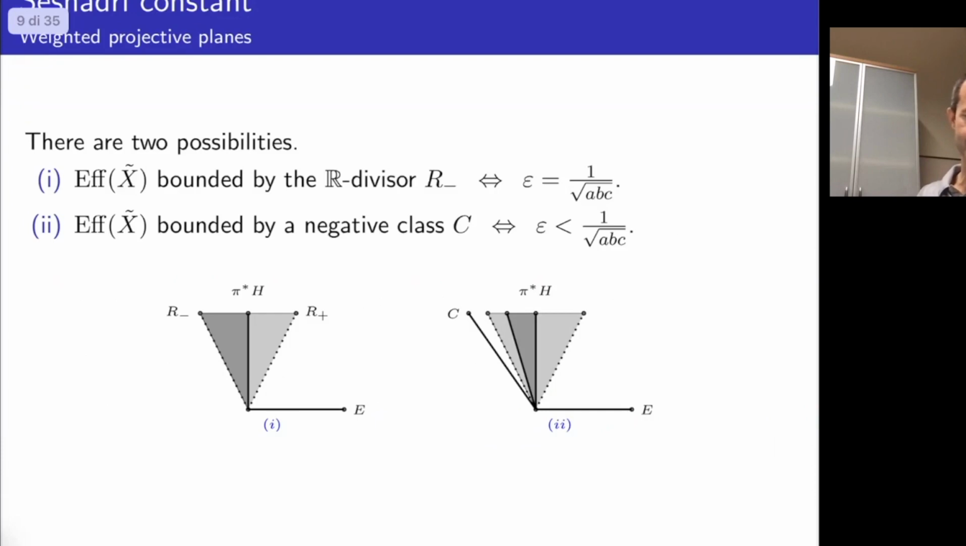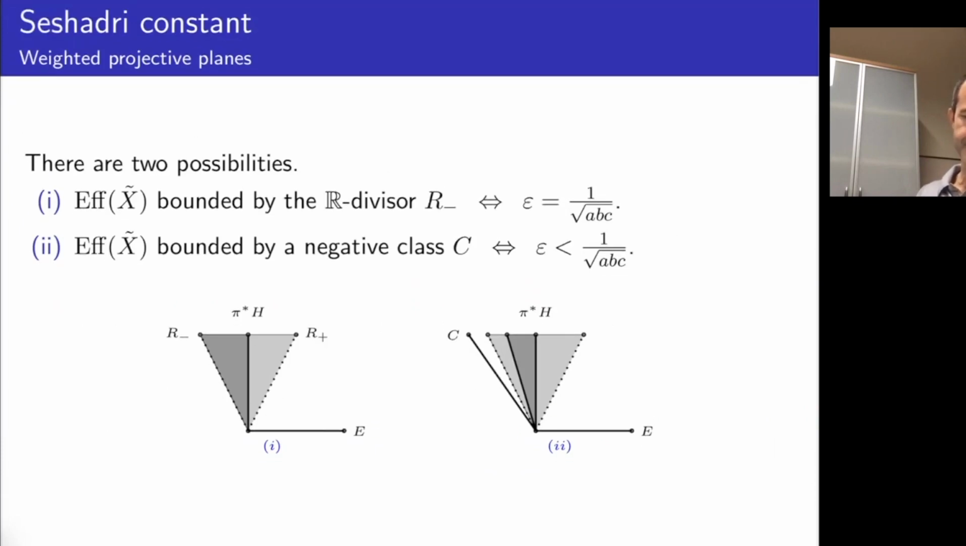And well, there are 2 possibilities. In the first case, we have the effective cone on one side bounded by the exceptional divisor, and on the other side it is bounded by the divisor, the class R minus. These are hypothetical possibilities, because this case would correspond to the Seshadri constant equal to 1 divided by the square root of ABC, because by duality this would be the NEF cone.